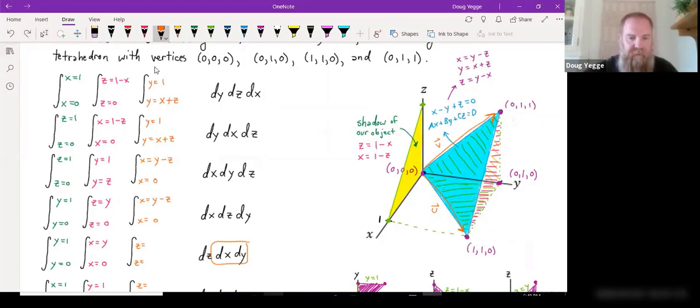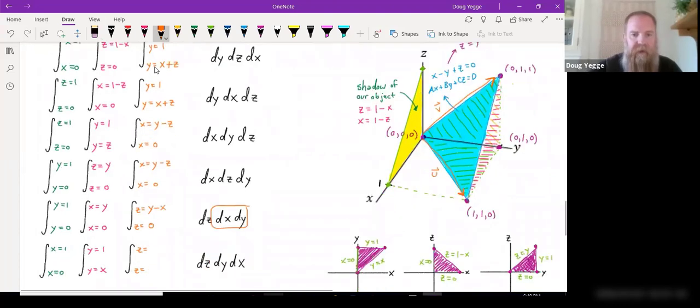So it's going to extend from z equals 0 up to z equals y minus x. And therefore this is y minus x. And for our last one, we see that it's also z equals 0 to z equals y minus x.